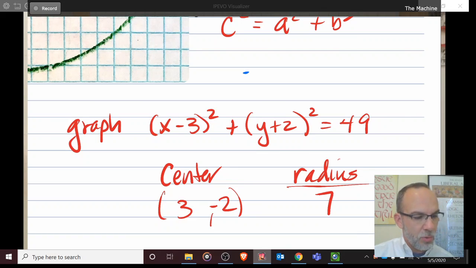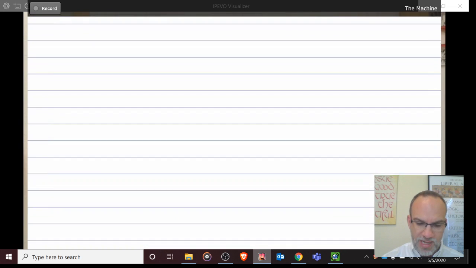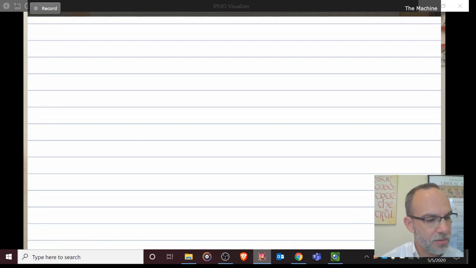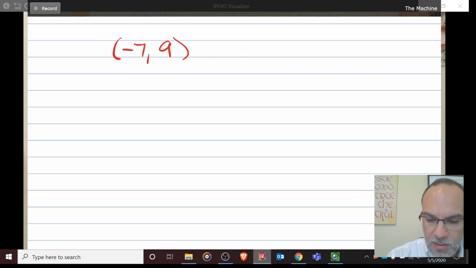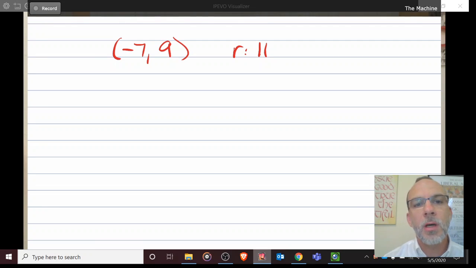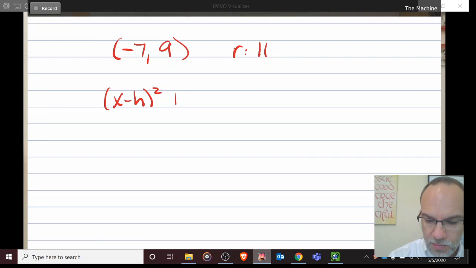let's discuss some more. What happens now if we are given some things and we need to write an equation? So let me make some space here. What happens if I say that, I don't know, I have a circle whose center is at -7, 9, and the radius is 11. How do I write an equation for that circle? Well, remember the formula. It's going to be x minus h squared plus y minus k squared is equal to r squared. And then we just substitute the pieces in.